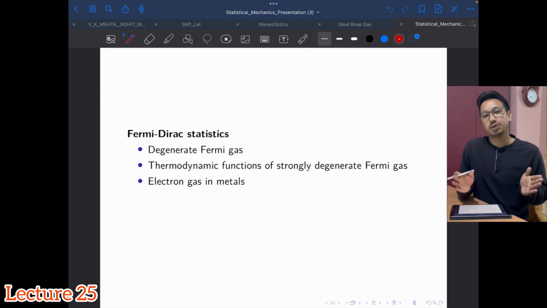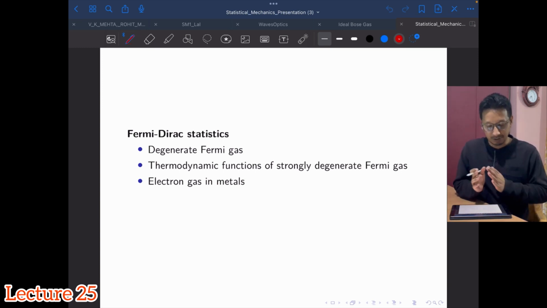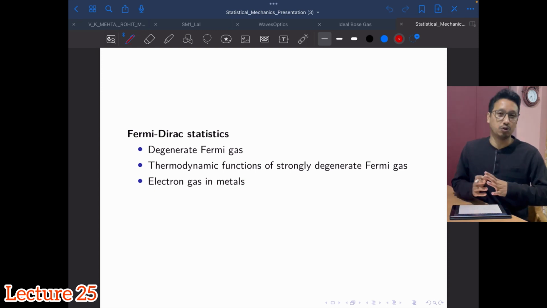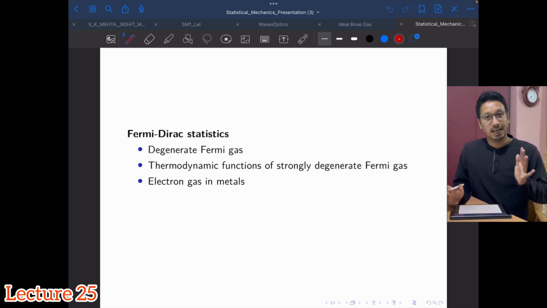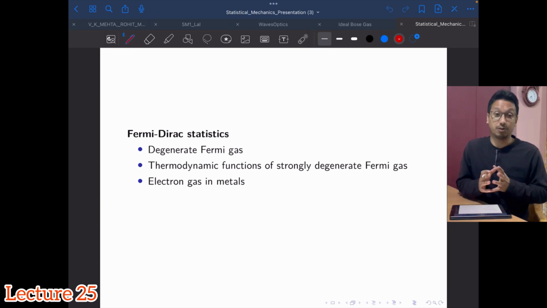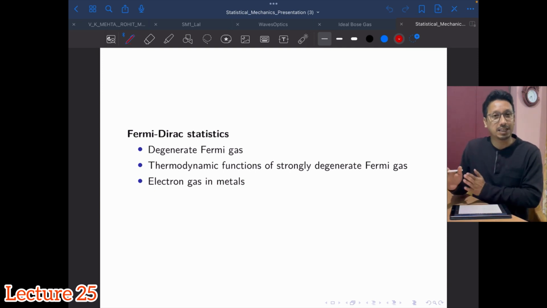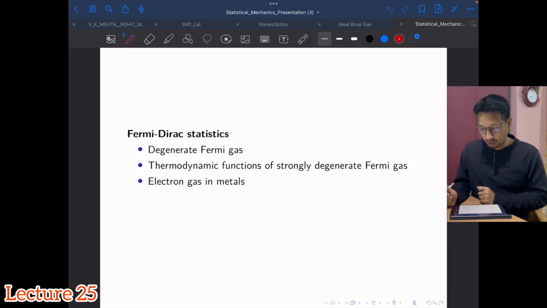Then, similar to what we have done for the Bose-Einstein gas, we will try to talk about the thermodynamic functions of strongly degenerate Fermi gas, right? Then eventually we'll talk about electron gas in metals. As I always have been saying for the quantum statistics, this lecture is going to involve various mathematical terms and relations. So I hope you are slowly getting accustomed to these integrals, the binomial expansion, infinite series, all those things which are required for this.